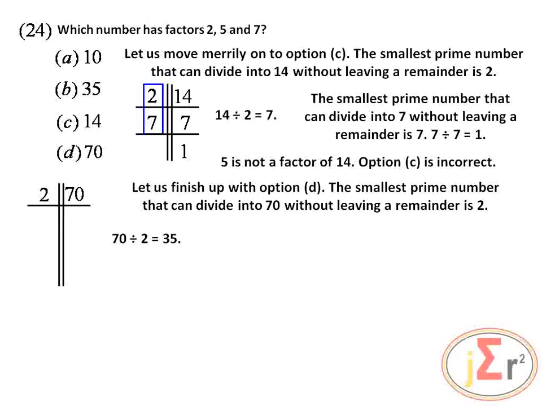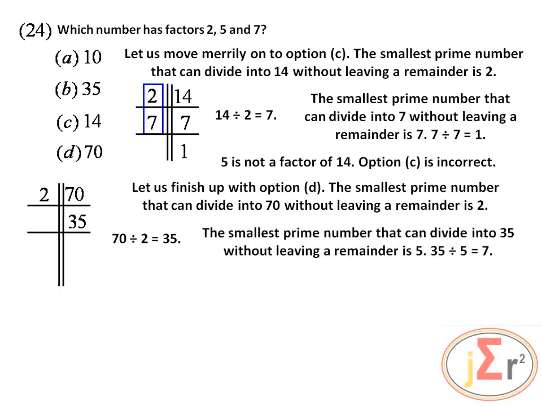So 70 divided by 2 is 35. And the smallest prime number that can go into 35 without leaving a remainder is 5. So 5 into 35 is equal to 7. Okay, this is another one for you, Jerry. How, by looking at a number like 35, are you sure that 5 can go into it without leaving a remainder? That's another one for you, Jerry.